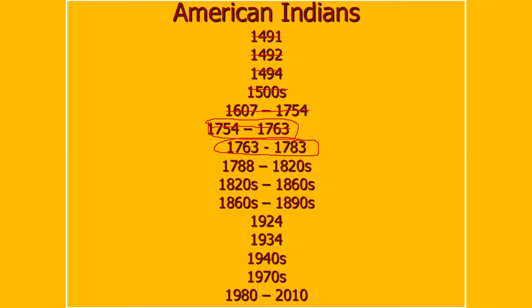From 1788 to the 1820s, you start to see the growth of westward expansion, beginning, of course, with the Louisiana Purchase, all the way up to the Missouri Compromise. You start to see the incursion of us moving into the American Indian land.